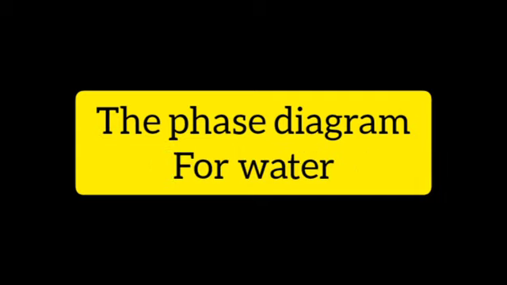The phase diagram for water. The figure is the phase diagram for water under moderate pressure. The lower melting point under the pressure exerted by the weight of the skater through the knife edge of the skate blade is part of the reason that ice skating is possible.